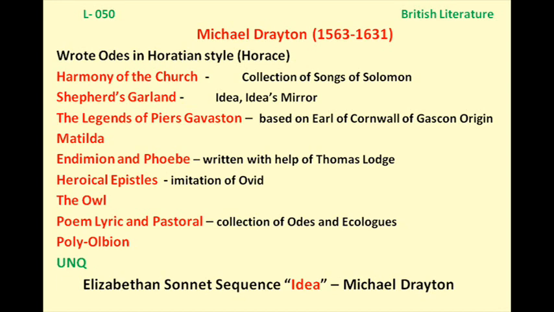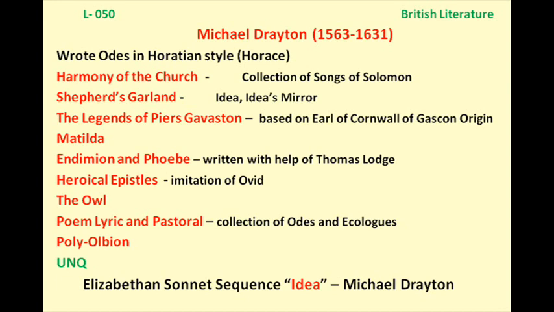Then we have Heroical Epistles, that was published in the year 1597. Epistles means that it is related to letters. So it is a series of historical studies and imitation of the studies by Ovid. Do you know this name, Ovid? He comes from the ancient time in the 1st century. A Roman poet, and he is famous for his work Metamorphoses. And this work, Heroical Epistles, talks about the letters exchanged between famous lovers in English history.